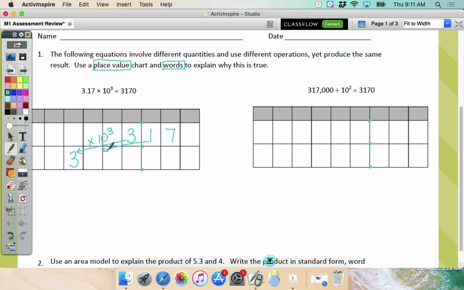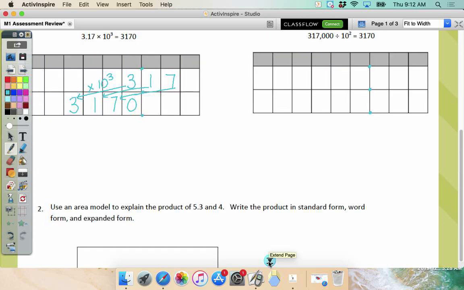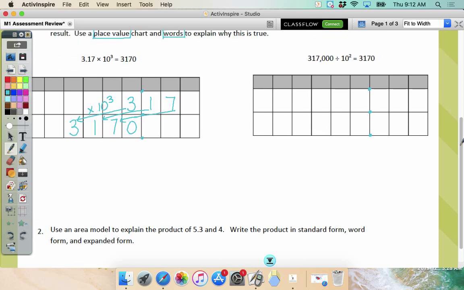Then I move the 1. Do I have to write on top of that arrow? No. And I move the 7. What do I fill in with? 0. Okay. Now tell me what I just did. I multiplied, right? Multiplied to the third power. I multiplied, and what happened to my digits? Okay. Oh, you got to be more specific. You move the place value. I moved them to what direction? Left. Okay, did the numbers get larger or smaller? Larger. Okay, so let's do this one.